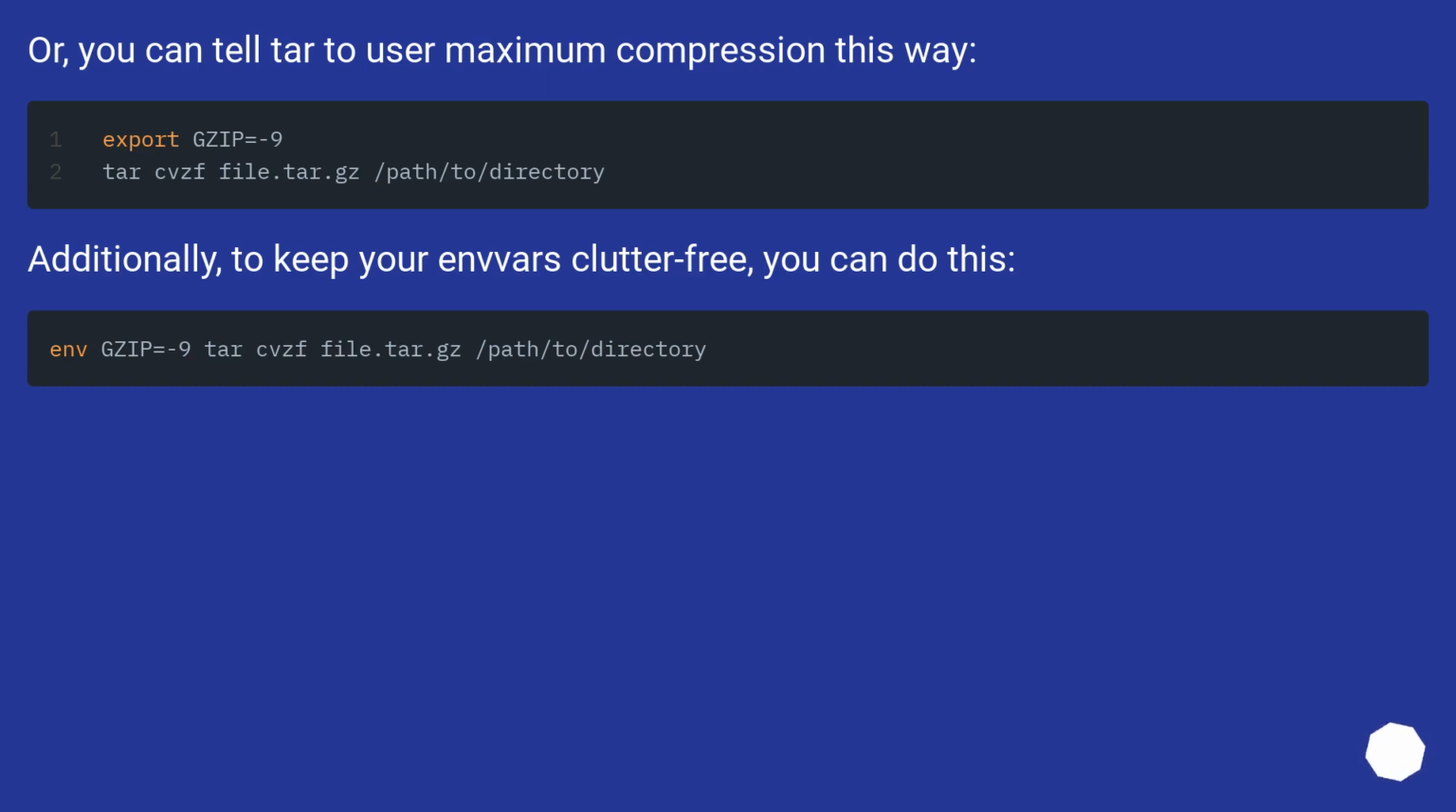Or, you can tell tar to use your maximum compression this way. Additionally, to keep your envars clutter-free, you can do this.